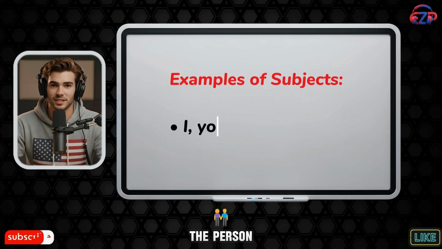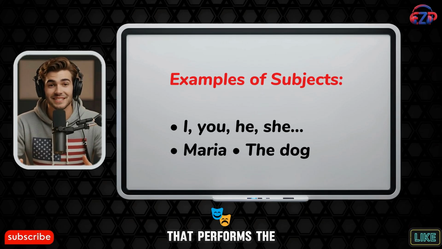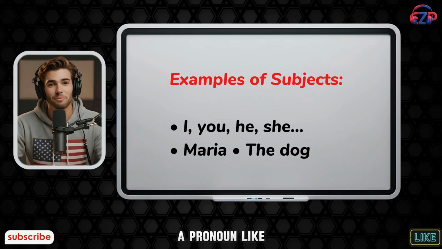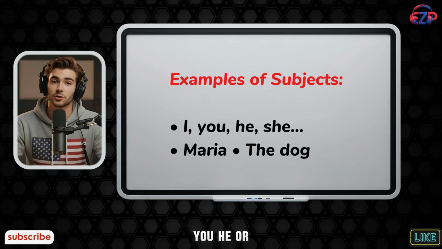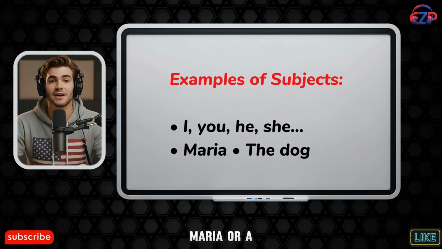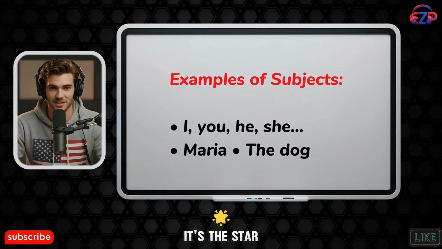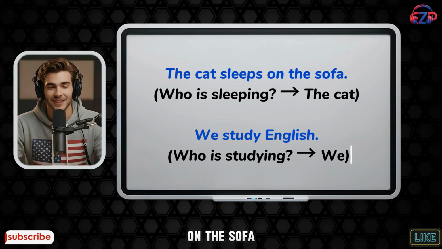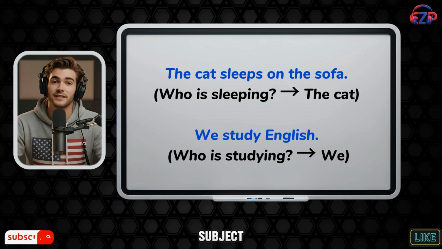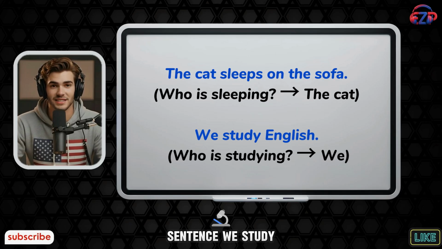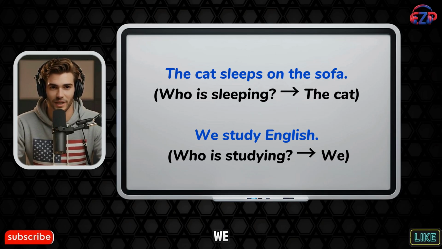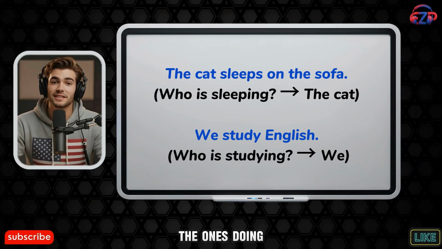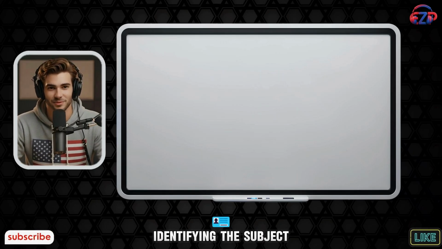The subject is the person, place, or thing that performs the action in the sentence. It can be a pronoun like I, you, he, or she, a name like Maria, or a noun like the dog. It's the star of the show. For example, in the sentence, "The cat sleeps on the sofa," who is the sentence about? The cat. The cat is our subject. Or in the sentence, "We study English," the subject is we, because we are the ones doing the studying. Identifying the subject is always the first step in building a thought.